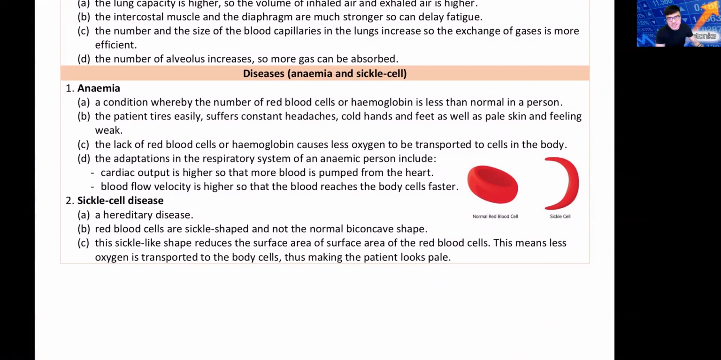Yes, iron food. Yes, exactly. When you eat more iron, you also produce more red blood cells, because you use iron to produce hemoglobin, right? You learn this in Form 2.